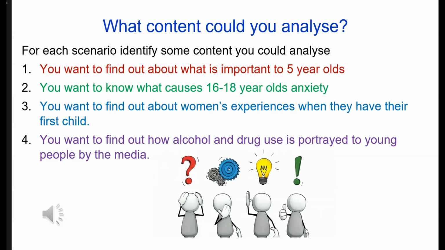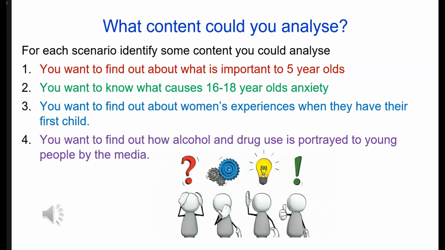On this slide, we're going to think about how we look at different factors and what content we could analyse. So just take a minute, put your thinking cap on and think about what you could look at for these different scenarios.